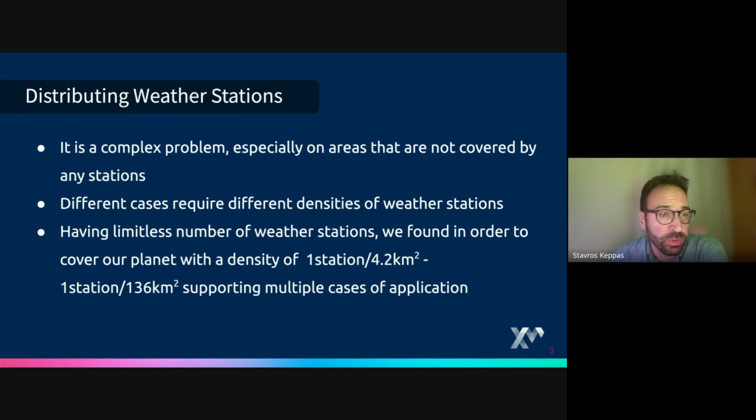So in our project, we need to find a different method as we build from scratch a new network of weather stations. We built a model, and we found that having a limitless number of stations, we should place stations every 2.5 square kilometers to 136 square kilometers. But this is the ideal scenario, where we have limitless stations and aim to support even the most demanding cases. This is not helpful in our case, when we start from scratch and have a limited number of stations.